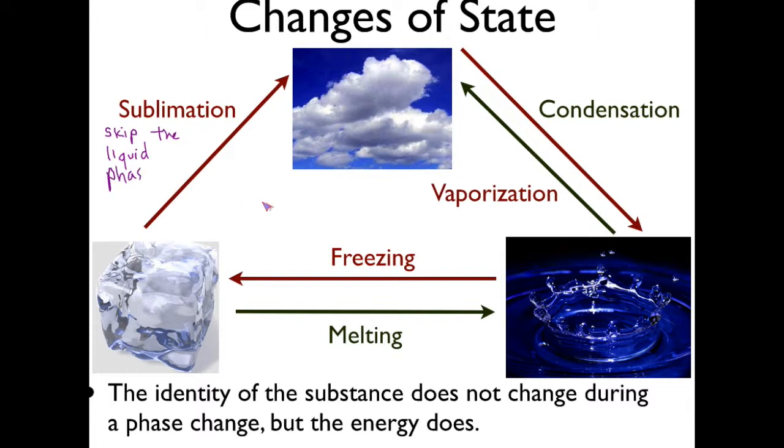Then from the gas phase, that gas can condense and turn back into a liquid, and we call that condensation. And then vaporization is when you go from a liquid to a gas. So this is going to require adding heat. Okay, and this one you're going to lose heat. In the freezing, you're going to lose heat. In melting, you're going to add heat.